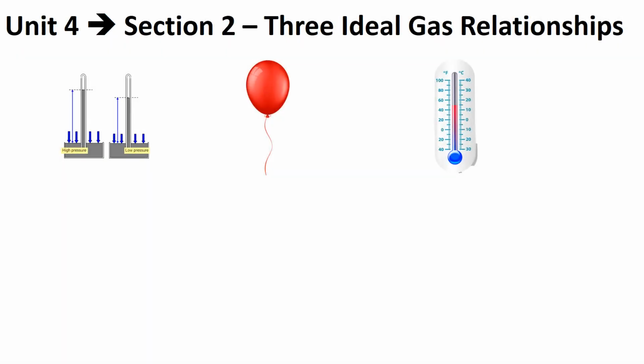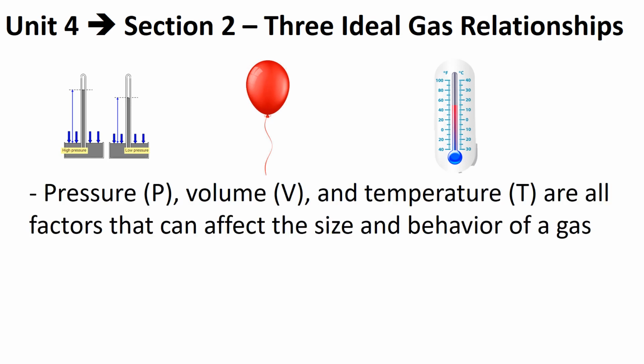We're going to be looking at three ideal gas relationships in this section. So pressure, this is standing for pressure right here. Volume, that's going to be our big red balloon. And temperature, there's our thermometer, are all factors that can affect the size and behavior of gases.